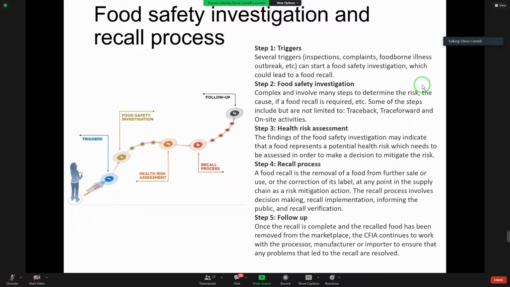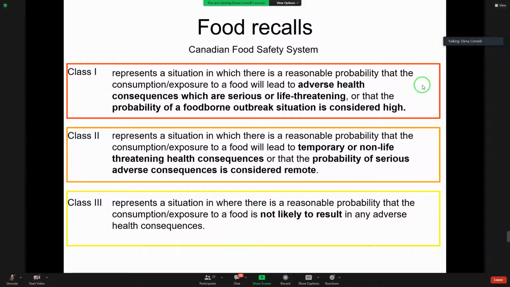So in terms of the recall process itself, there are 3 main categories. Category 3 is the least worrisome. It represents a situation where there is a reasonable probability that the consumption of that food is not likely to result in an adverse health consequence. And then class 2 and class 1 food recalls are more concerning.